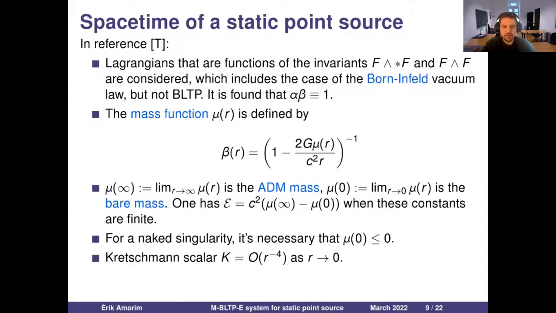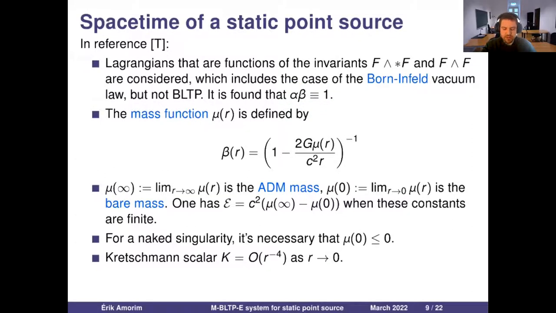So the Lagrangians of electromagnetism theories are studied, which are functions of these invariants of the F tensor. So this includes the most famous generalization of the Maxwell equations, which is the Born-Infeld generalization, but does not actually include our case of BLTP. BLTP, unfortunately, has more derivatives in the Lagrangian. It has terms containing dF and d star dF. So for all of this class of theories, Tafel and Darzadeh actually find that the metric coefficients alpha and beta are inverses of each other, just like the RWN spacetime.